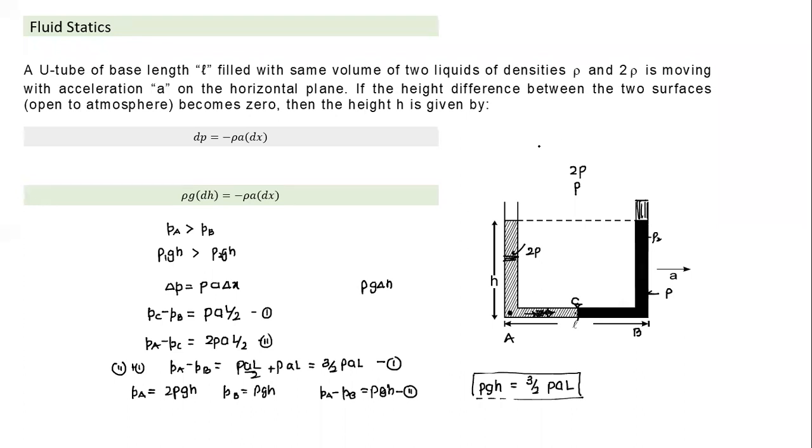Sir, they said both the liquids are of the same volume. That's why we know the bottom one is L by 2 and L by 2, right? Yes, that's why L by 2. Otherwise, it would not be L by 2. Very good. So we understood.